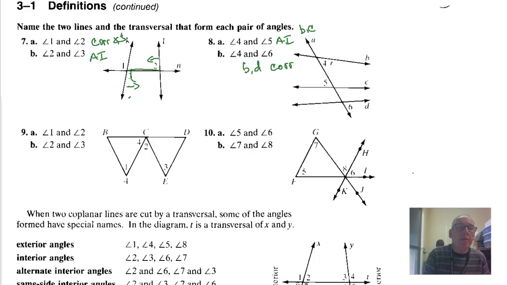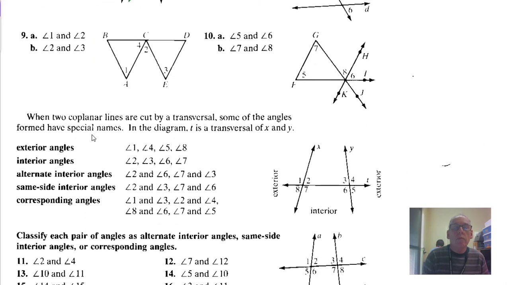Let's look at number 9. Okay, angle 1 and angle 2. If we look at BA and CE as being the parallel lines, with AC as being the transversal, then we have angle 1 and angle 2 as alternate interior angles.